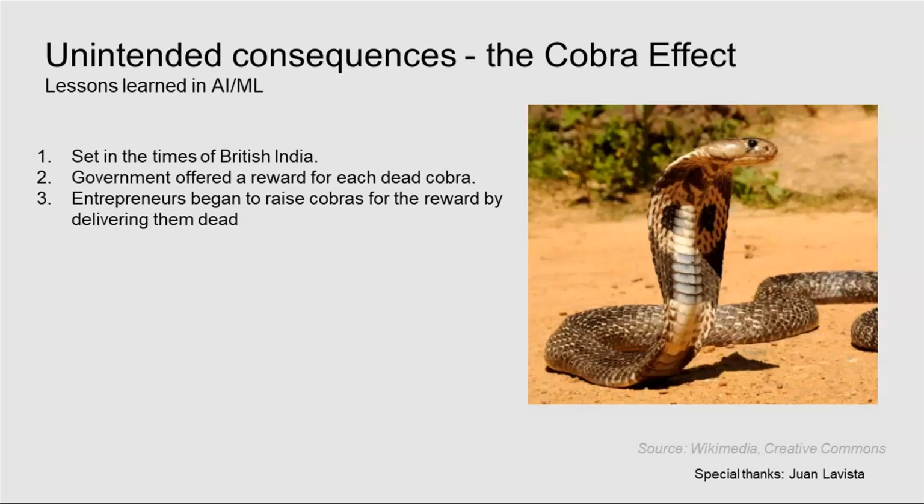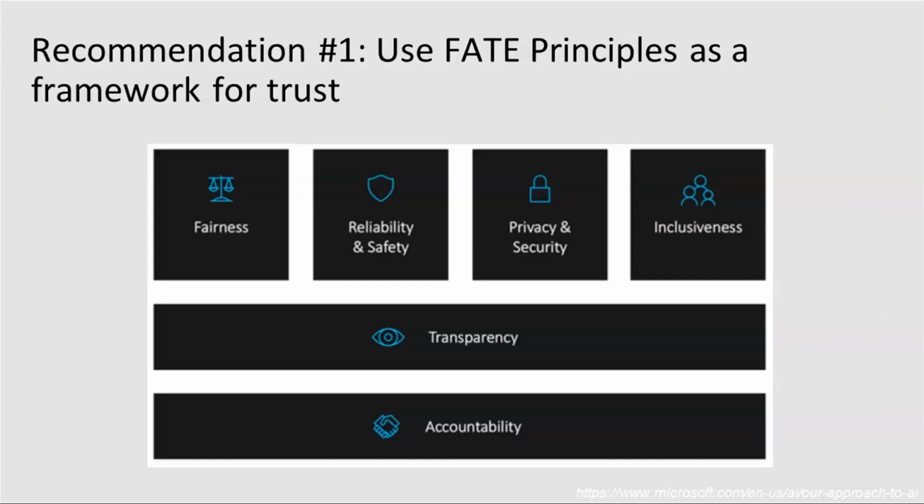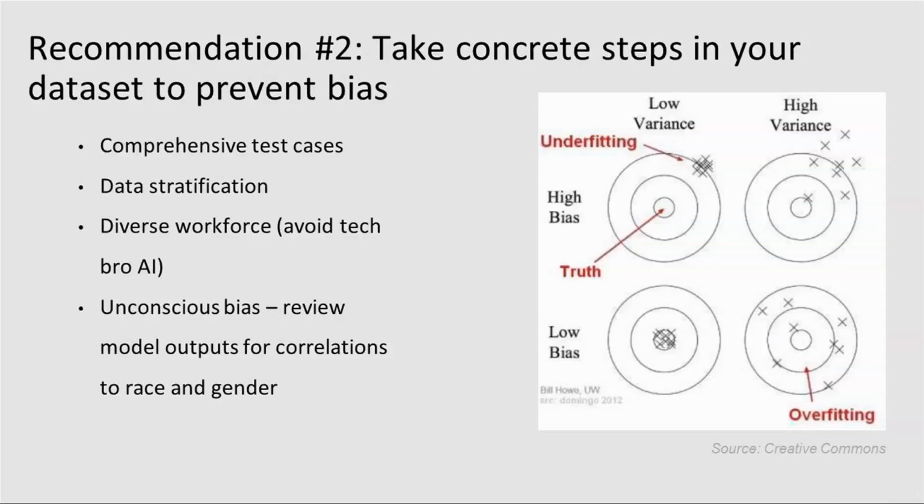So how do we tackle these problems in bias? As I mentioned earlier, Microsoft was one of the first companies that came out with FATE principles, and we increasingly use this as a framework as we build AI solutions. We take concrete steps as we build data sets to prevent bias. Ensure that your test cases and your testers model the diversity of the world. Make sure that your team represents and looks like the consumers for whom you're building the AI solutions. Be cognizant of unconscious bias. Have a diverse workforce and ensure that you stratify your data sets across regions, across categories, across service levels.